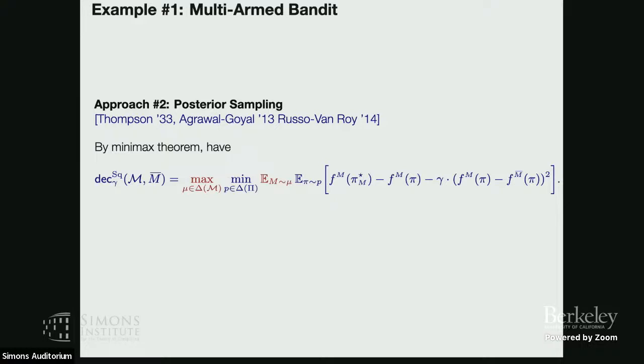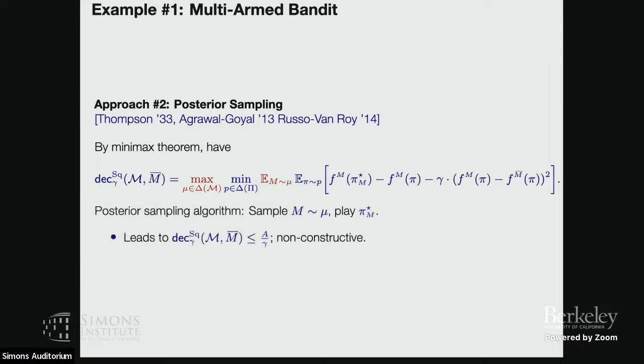Once you have this Bayesian version of the DEC, you can appeal to natural Bayesian algorithms like posterior sampling or probability matching. Posterior sampling in this context will just be this strategy where we take P to be the distribution induced by sampling a model from the prior and playing the optimal decision for this model. And you can show this also leads to a bound of A over gamma on the DEC here. So I think that's a pretty cool connection.